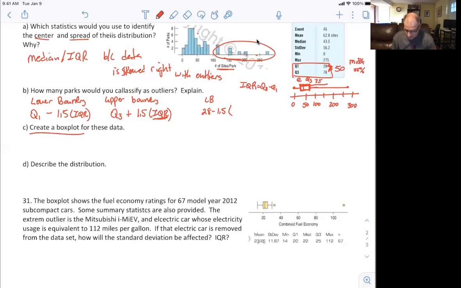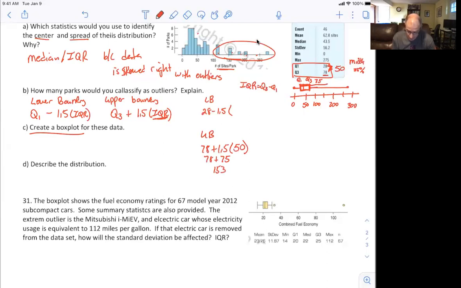So I actually forgot where I was at, 78. So actually, we're going to figure out my upper boundary next. For the upper boundary, I started with 78. I went 1.5 interquartile ranges, which was 50, up. So 78 plus 75 is going to give me 153. So at 153, I was actually pretty close.